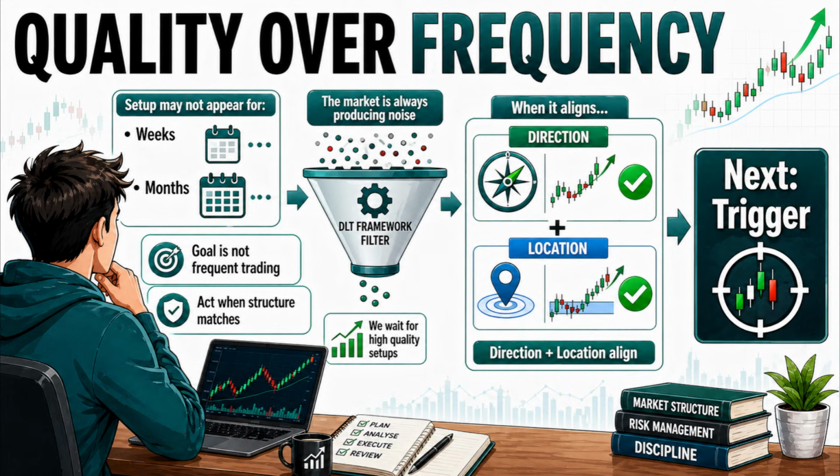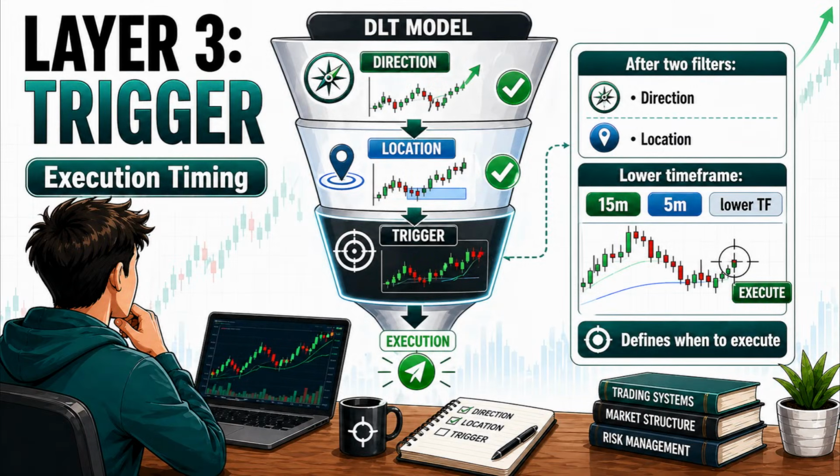And once the direction and location layers are aligned, the trader can then move to the third layer of the model, which is the trigger. Layer 3, trigger, execution. The third layer is trigger. Once direction and location have been evaluated, the next step is determining the timing of execution. The trigger typically occurs on a lower time frame. For example, 15-minute charts, 5-minute charts, or sometimes even shorter time frames.